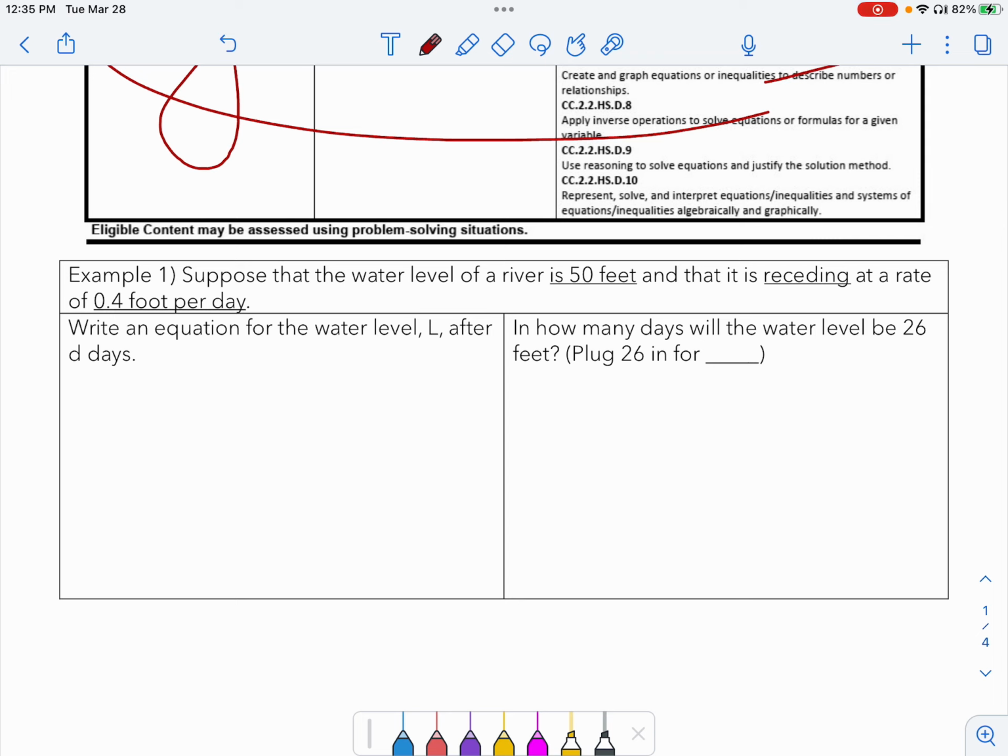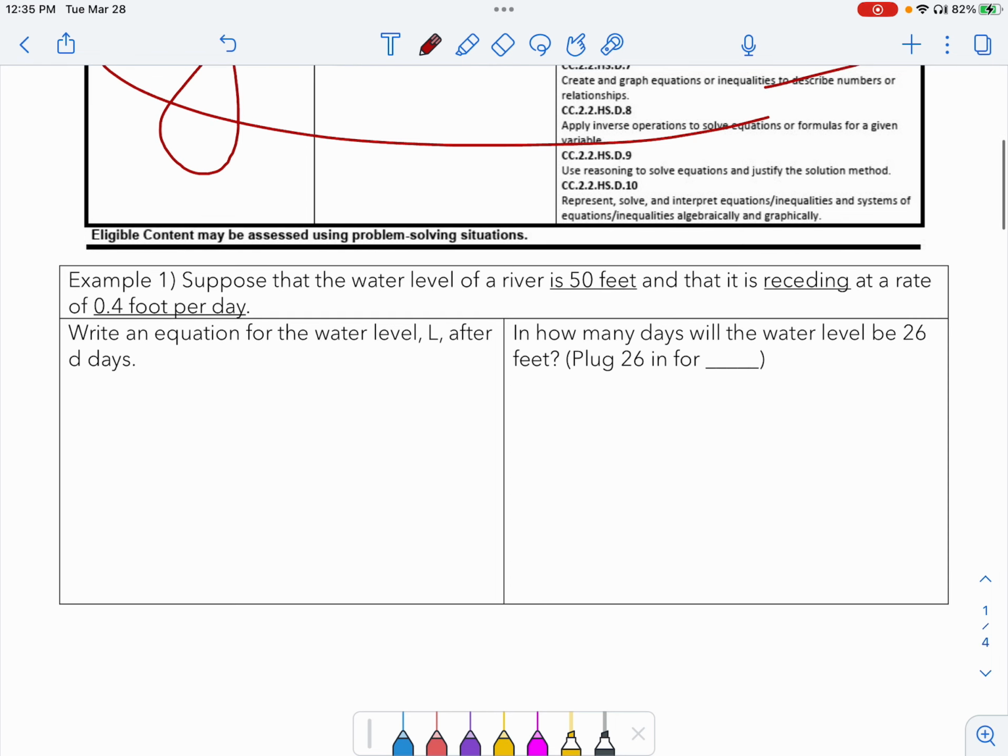Example 1, and we've been amping up for this in our Keystone reviews and just in general in the Algebra 1 reviews from the notes. Suppose that the water level of a river is currently at 50 feet. That sounds like the b value in y equals mx plus b, and that it is receding, that means negative, at a rate of 0.4 feet per day. That sounds like a slope to me.